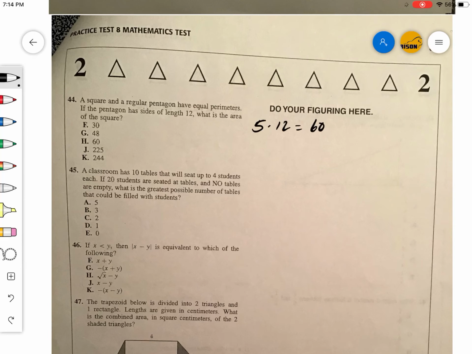Okay, and we need to know then what is the side length of the square. Okay, so they're all going to be equal. So we just need to do 60 divided by 4, and that's going to tell us every side length is 15. So we have a square, 15 by 15, and we want to know the area of it. So we'll do 15 times 15, and that's going to give us 225, which would be J.